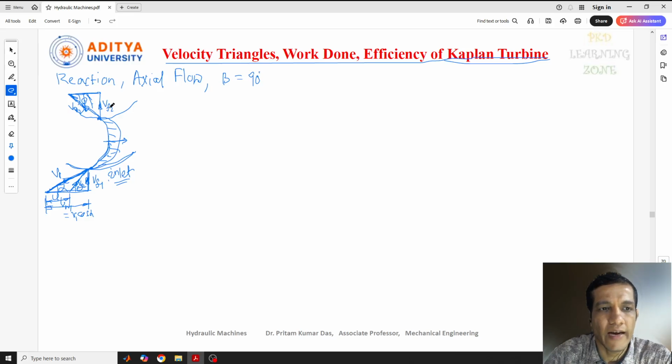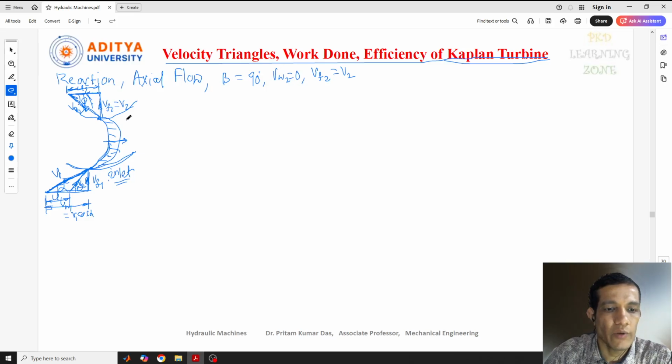Now when beta is 90 degrees, that means this total will be closed here. Then we can write VF2 equal to V2 for this condition when it is radial flow, and this will be our U2. So VW2 will be 0, and VF2 equal to V2. These are some conditions here.